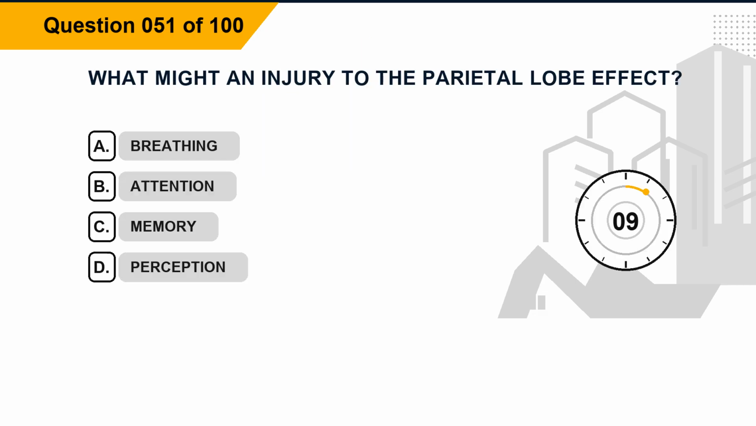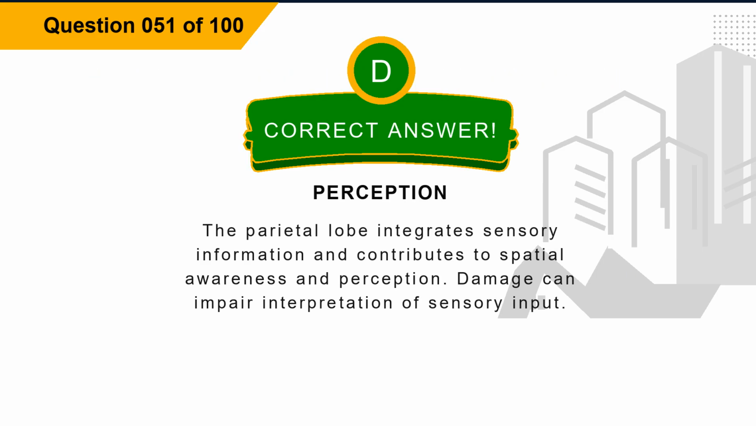Question 51. What might an injury to the parietal lobe affect? Option A, breathing. Option B, attention. Option C, memory. Option D, perception. The correct answer is option D, perception. Explanation. The parietal lobe integrates sensory information and contributes to spatial awareness and perception. Damage can impair interpretation of sensory input.